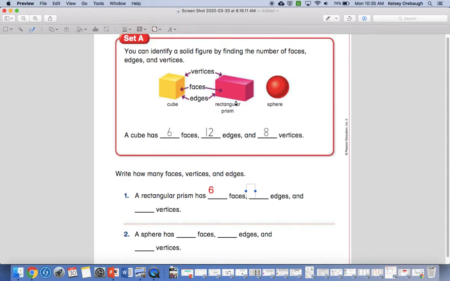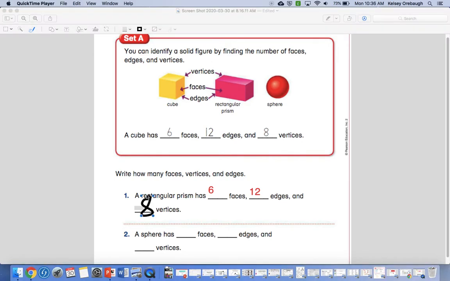Okay, now edges. Just like a cube, a rectangular prism also has 12 edges. The edges are where the flat surfaces meet. 1, 2, 3, 4, 5, 6, 7, 8, 9, 10, 11, 12. So just like a cube, a rectangular prism has 12 edges as well. And then finally, vertices, or the corners of the shape. 1, 2, 3, 4, 5, 6, 7, 8. 8 vertices. Lots of computer trouble this morning. Sorry, guys. Okay, so I was able to draw an 8 there for the vertices.